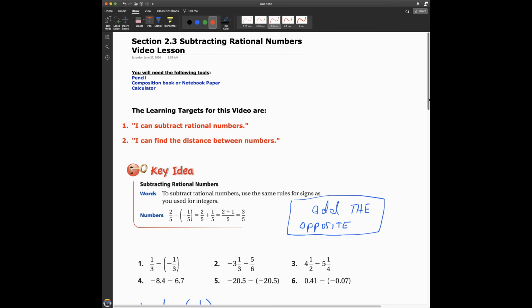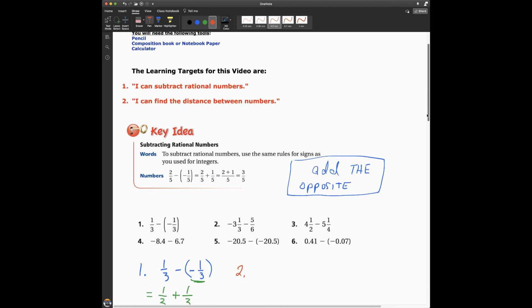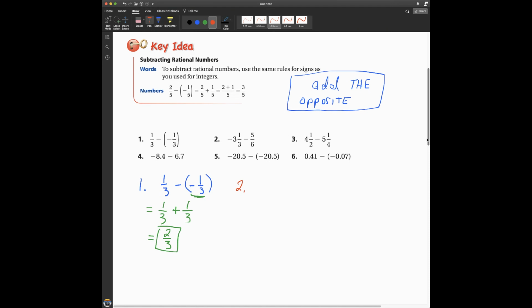So the learning targets for this video are: I can subtract rational numbers, and I can find the distance between numbers. So hopefully you'll be able to say those things. Don't forget your pencil, your composition book, your notebook paper, and your calculator. So let's get started. I got started a little while ago and wrote some stuff down.